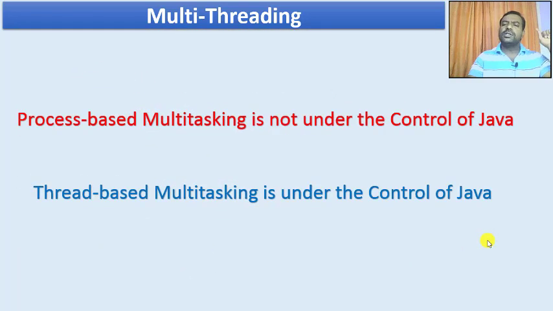Fine. So process-based multitasking is not under the control of Java. If I'm executing a Java program, that is an entirely different application, and I may have a text editor which is not a Java program. Java cannot take control of a text editor which doesn't know anything about Java, or which has not been developed using Java. Hence, Java cannot take care of multitasking under process-based.